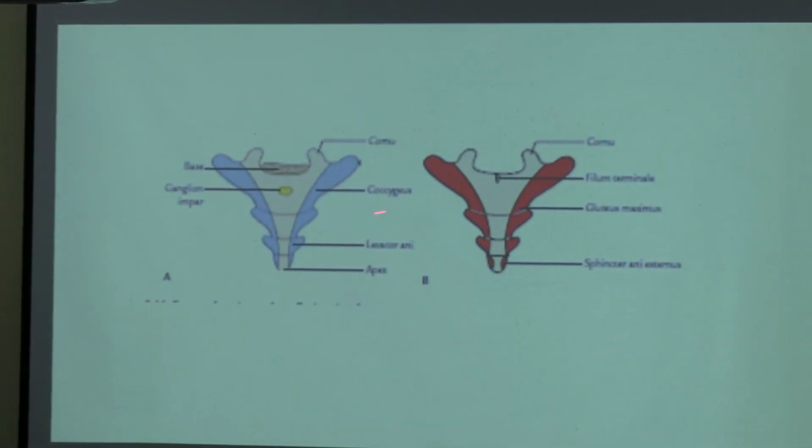Now this is the dorsal surface. Laterally, the dorsal surface is related to the gluteus maximus muscle, and the lower part again is related to the external anal sphincter. The upper part is related to the filum terminale. I have shown you the filum terminale. Clear?